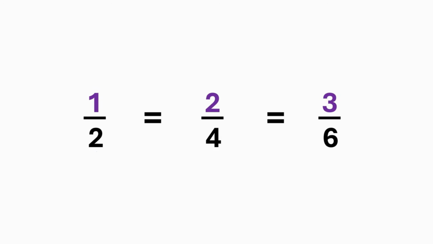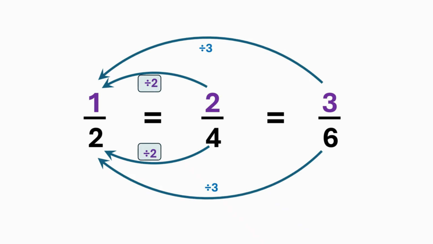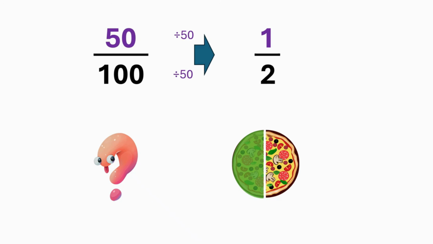We can also find equivalent fractions by dividing. If we divide both the top and bottom numbers by the same value, we get a simpler fraction that still shows the same amount. Simpler fractions help us understand the size of the fraction more clearly. For example, the fraction 50/100 might look a bit tricky at first. But if we simplify it, we get 1/2, and that's much easier to understand.